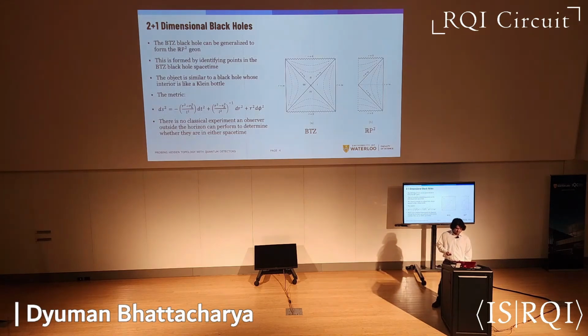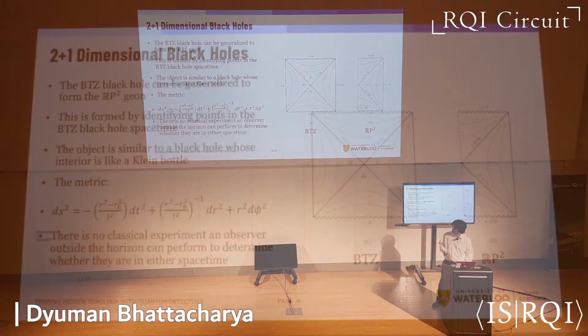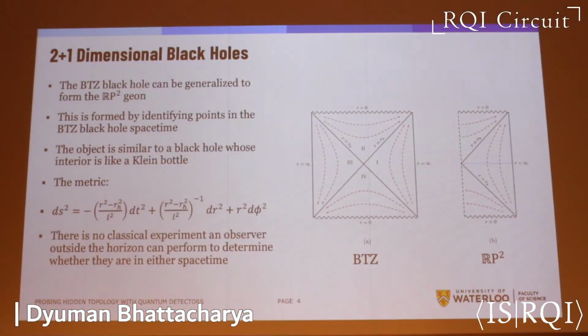So the BTZ black hole can be generalized to form the RP2 geon, named because the identifications switch the singularity from being a singularity to the real projective space. And this is formed by identifying points in the BTZ black hole spacetime. The object that results is similar to a black hole whose interior is like a Klein bottle. No external observer can perform a classical experiment that will determine whether he is in the BTZ or RP2 geon spacetime. But this changes if he's given a UDW detector.